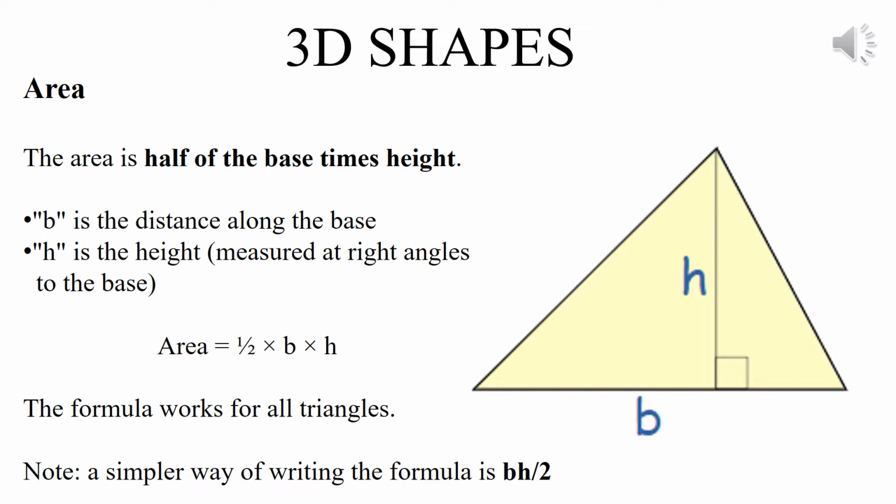Area. The area is half of the base times height. B is the distance along the base. H is the height measured at right angles to the base. Area equals 1/2 times B times H. The formula works for all triangles. Note: a simpler way of writing the formula is BH divided by 2.